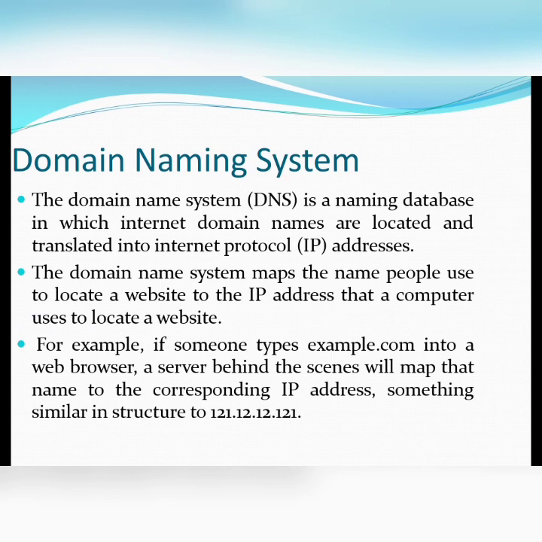Domain name system. The domain name system, that is DNS, is a naming database in which internet domain names are located and translated into internet protocol addresses. The domain name system maps the name people use to locate a website to the IP address that a computer uses to locate a website. For example, if someone types example.com into a web browser, a server behind the scenes will map that name to the corresponding IP address, something similar in structure to 1.1.1.1.